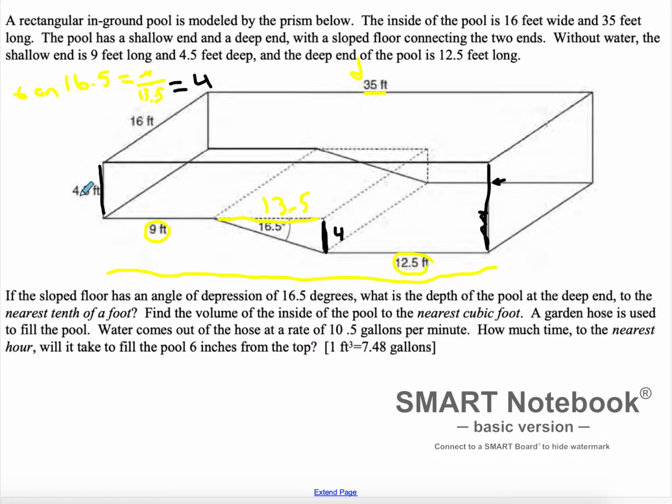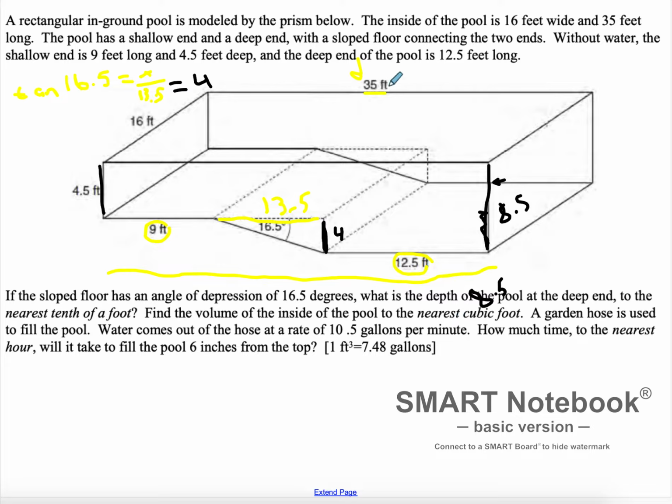So now I just got to do, okay, 4.5 plus 4. Well, that's super easy. That's just 8.5. So for the first answer, you should have gotten 8.5. So depth of the pool, 8.5. Let's put that there so we don't forget.